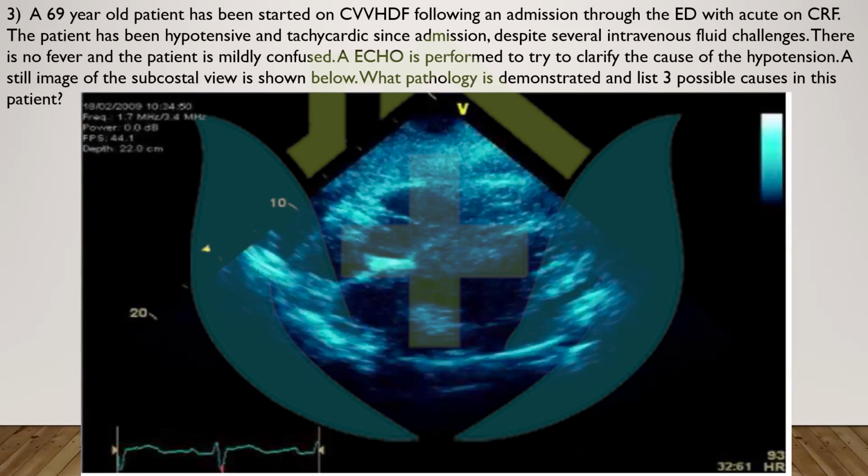This is a 69-year-old patient started on CVVHD, admitted through the ED with acute renal failure, and the patient has been hypotensive and tachycardic since admission despite several intravenous fluid challenges. There is no fever. The patient is mildly confused. Echo was done to clarify the cause of hypotension. A still image of a subcostal view. What pathology is demonstrated, and list 3 possible causes in this patient. Here there is pericardial effusion, also the dilated left side, but it has to be a moving picture.